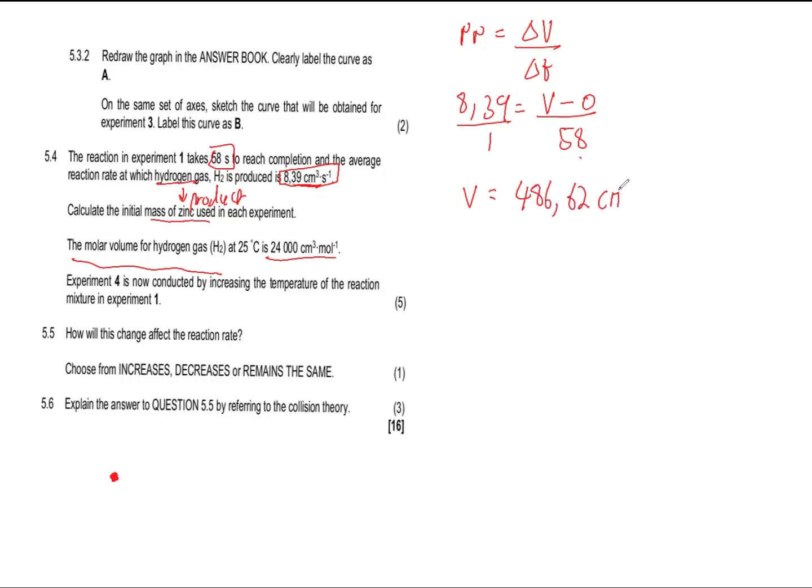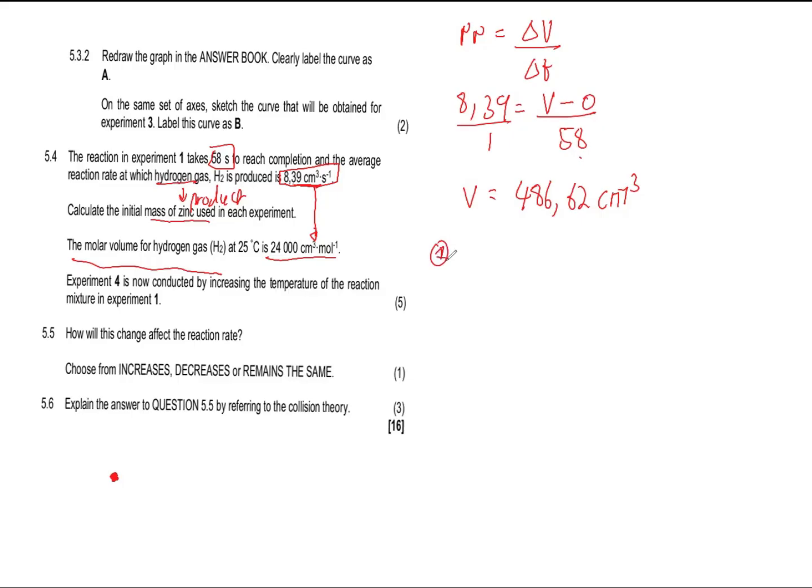486.62 centimeter cube. I'm actually going to leave it in centimeter cube because I see that everything here has been indicated in centimeter cube. So we might just as well fly with that. Now we have the volume. So obviously we know after this, that's when we start with our stoichiometric steps.